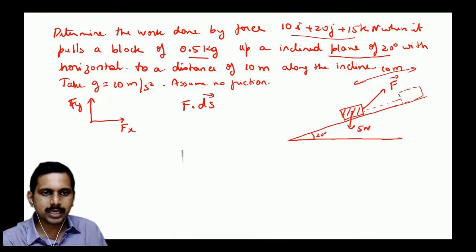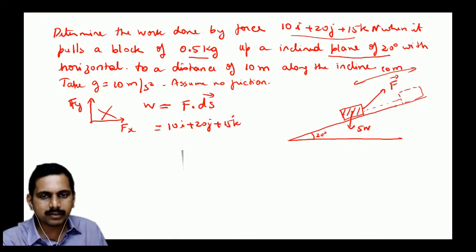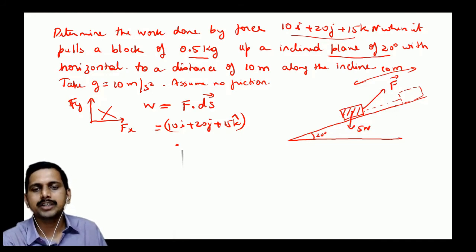So how does this help? This is not needed, is it not? Not needed. So work is force dotted with displacement. How will you do that? What is force? Directly it is given as 10i plus 20j plus 15k. Force is given. Dotted with what? ds. How will you find out ds, students?